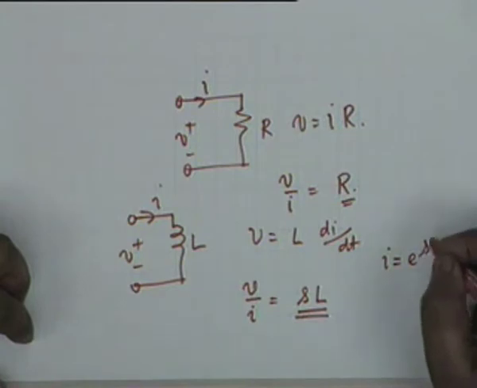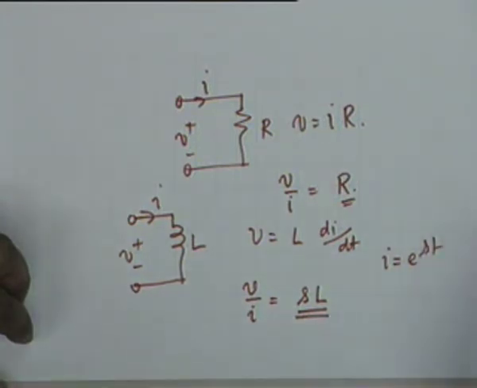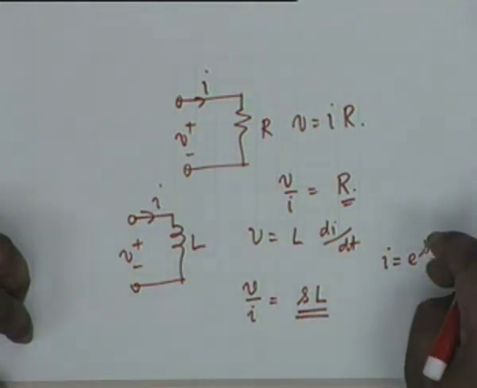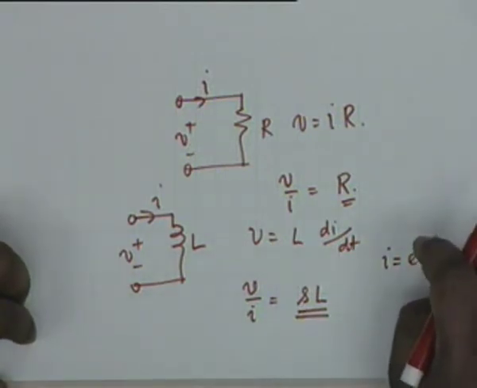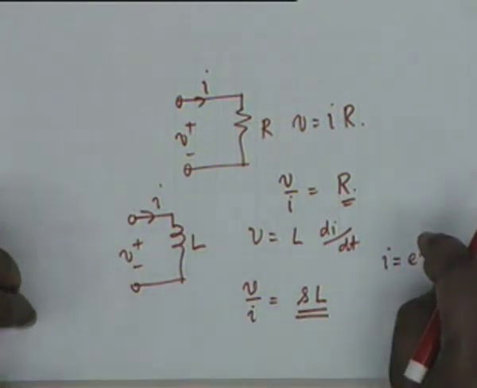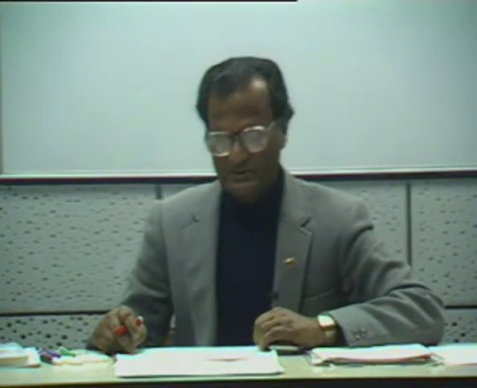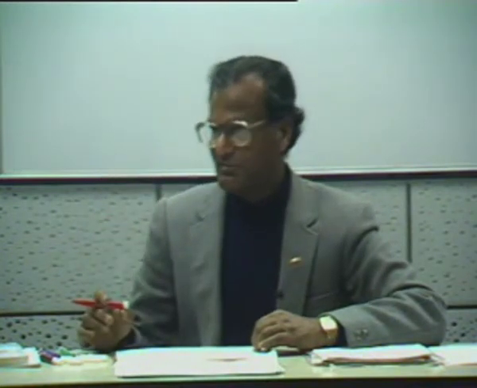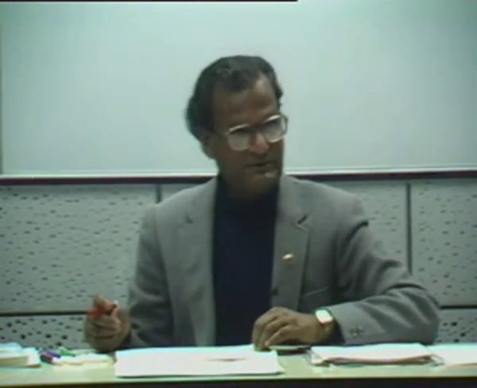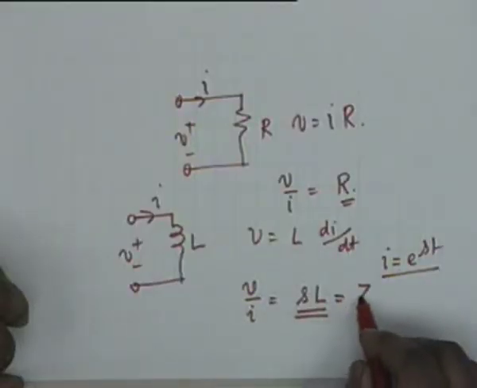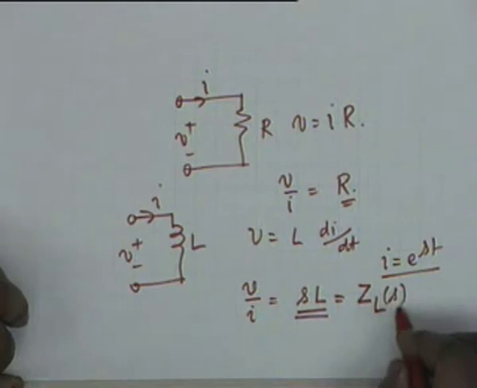Alright? What is the dimension of s? 1 by time, which means s is a frequency. And s could be real or complex. Alright? So, in general, small s is a complex frequency. Real frequency, a real quantity, is a special case of a complex quantity. Isn't that right? So, if you view life as complicated, this is the most general situation. If you take the imaginary part out, life becomes simple. Alright? So, s is a complex frequency and the impedance of an inductor, ZL of s, is equal to s times L.